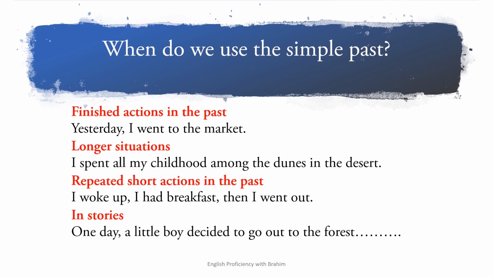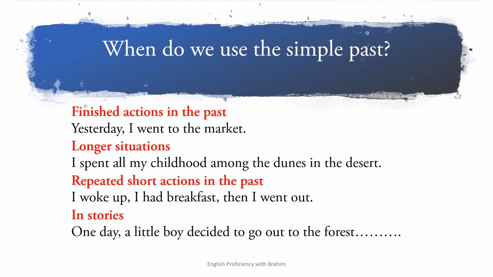So, for example, when we have finished actions in the past: yesterday I went to the market. When we have longer situations: I spent all my childhood among the dunes in the desert. When we have repeated short actions in the past, like I woke up, I had my breakfast, then I went out, etc. Or in stories, when we write a novel or a short story, we can say, one day, a little boy decided to go out to the forest, and we continue our story.